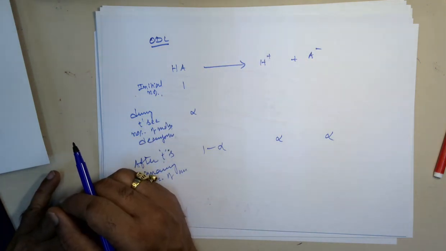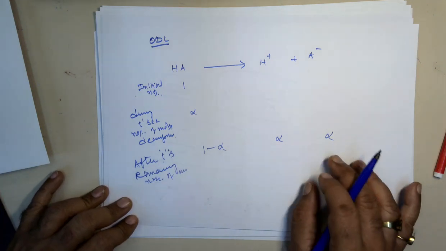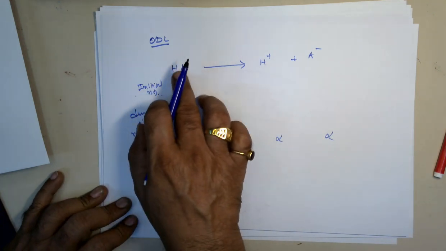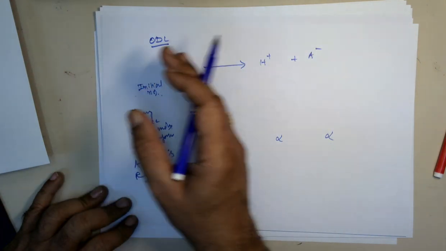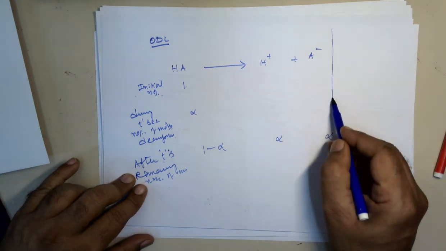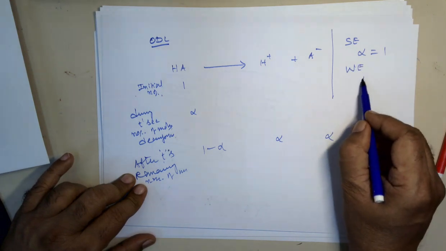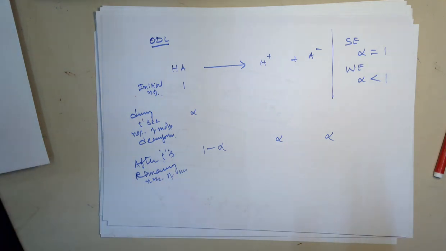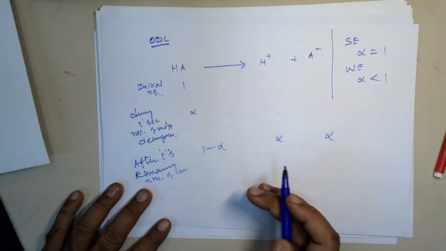What is alpha? Write down: alpha is equal to the degree of dissociation, that is nothing but the number of moles dissociated divided by total number of moles. For a strong electrolyte, it is completely dissociated, so alpha is equal to 1. For a weak electrolyte, only part of the quantity is dissociated, so alpha is always less than 1. Do you understand? It means they do not undergo dissociation completely, because of their weakness.